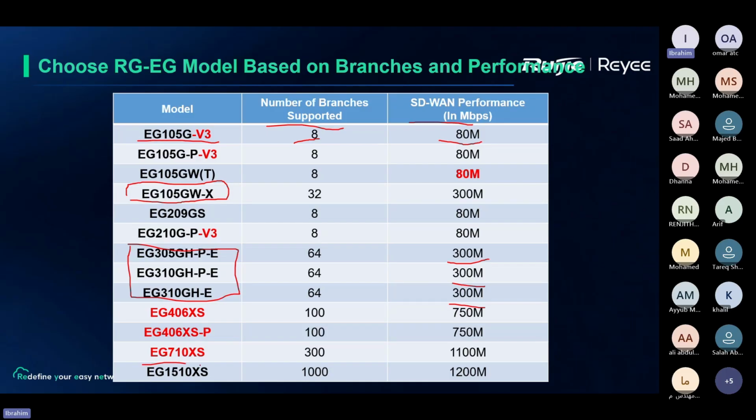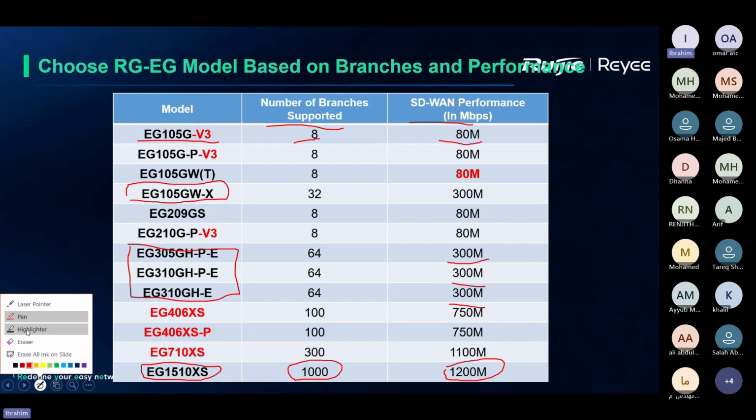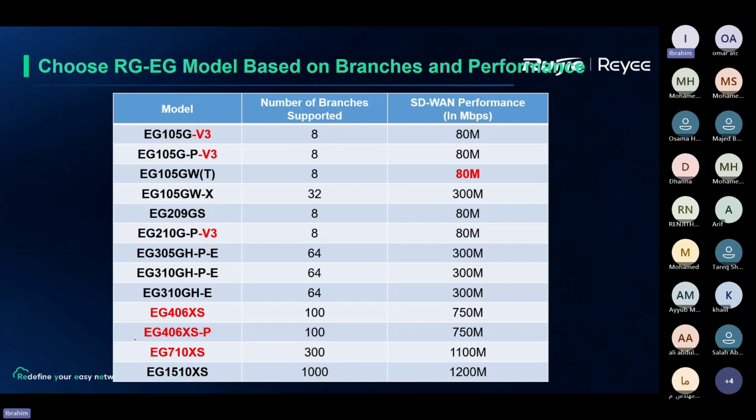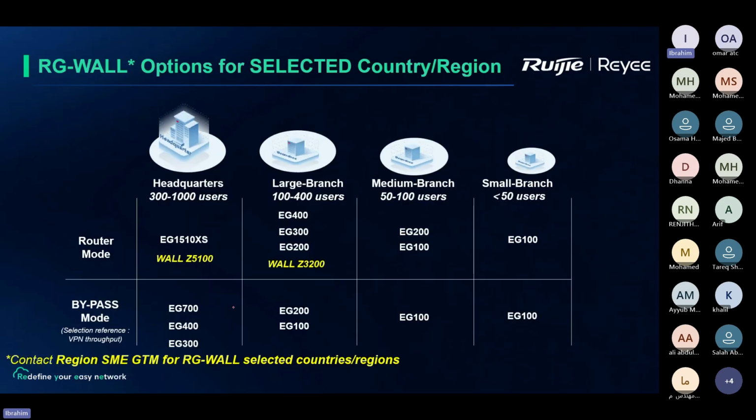And as you know, the highest one that we have in the gateways is the EG1510XS, and this supports up to 1000 branches. So you can connect up to 1000 branches, with SD-WAN performance up to 1200 megabit per second. So this is for the HQ.